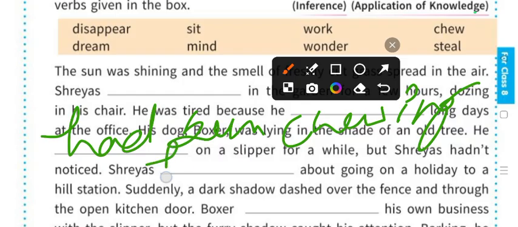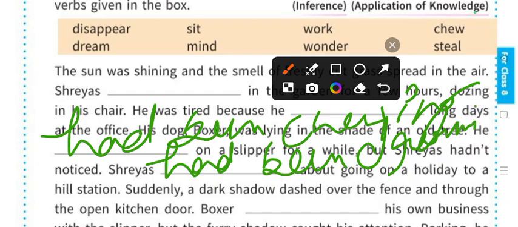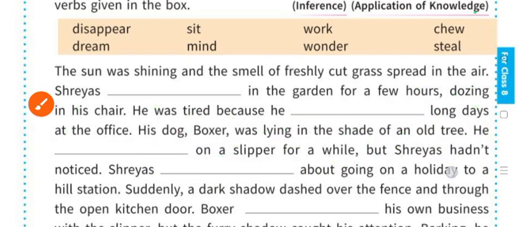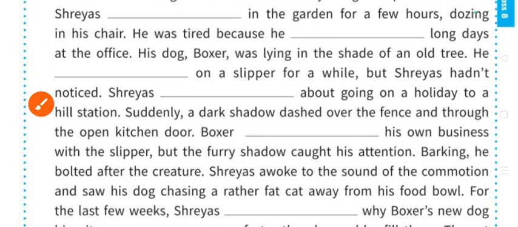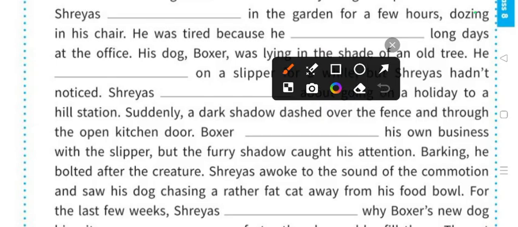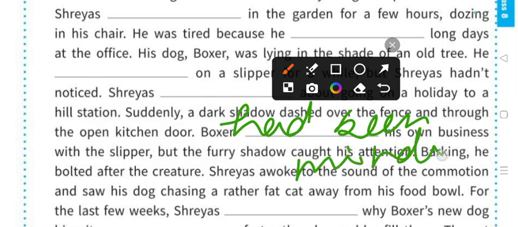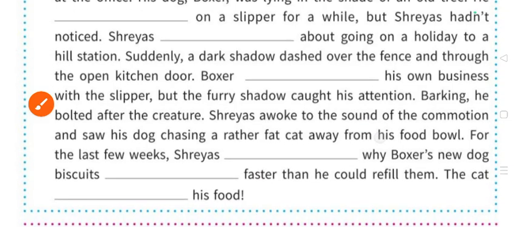So had been dreaming, and then dreaming. Had been dreaming on a hill station, and on a holiday to a hill station. Suddenly a dark shadow dashed over the fence and through the open kitchen door. Boxer was in his own business with the slipper. So Boxer had been minding his own business with the slipper, but the furry shadow caught his attention.